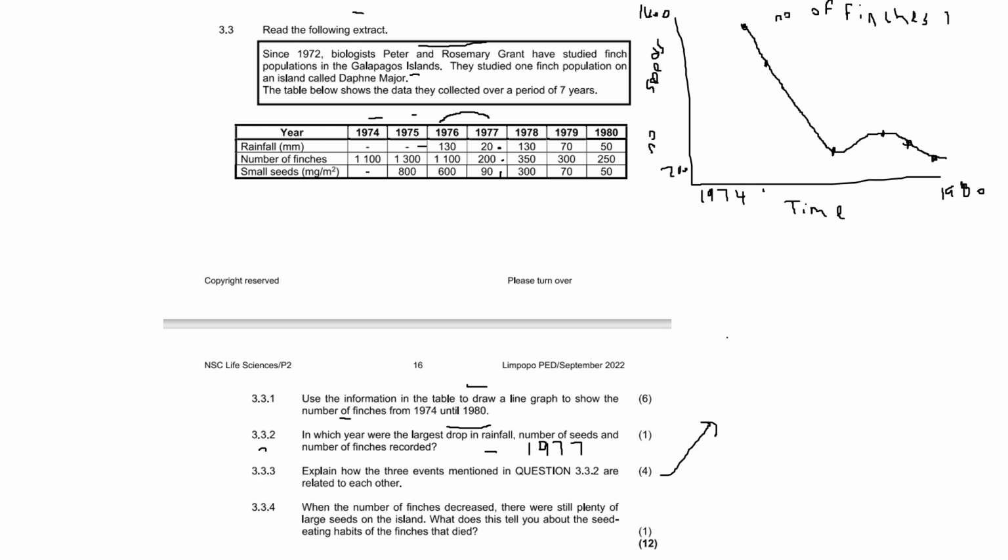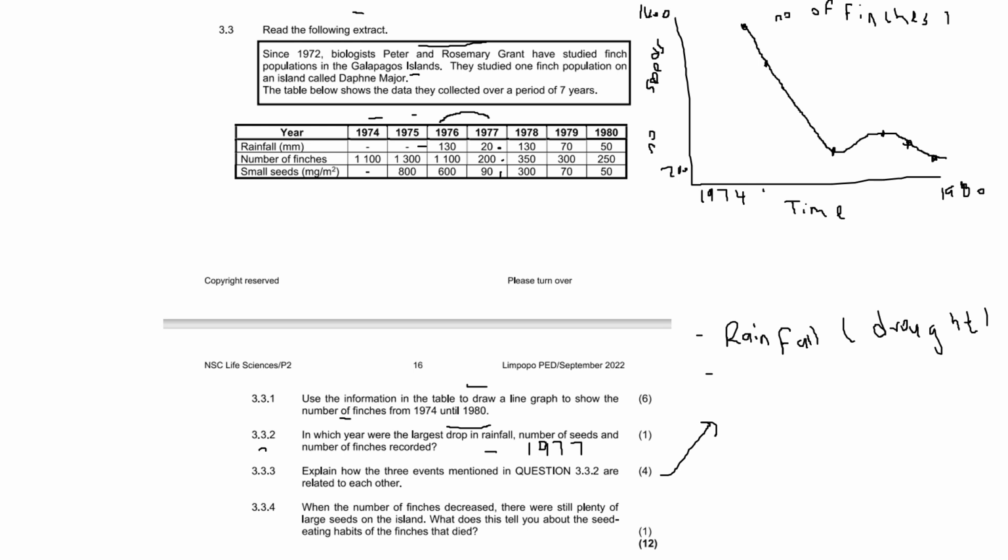So first of all, rainfall. Remember, for us to have a drop in rainfall, it must be drought. Currently we are not in a rainy season. So whenever you get drought, that will lead to a drop in rainfall. So for us to get a drop in rainfall, that will be drought.